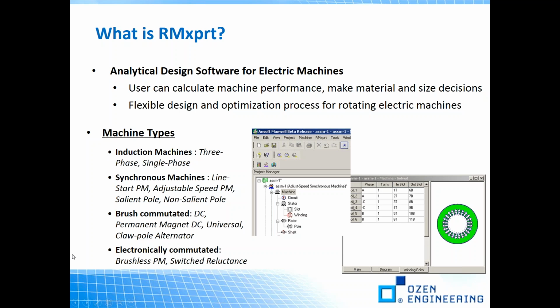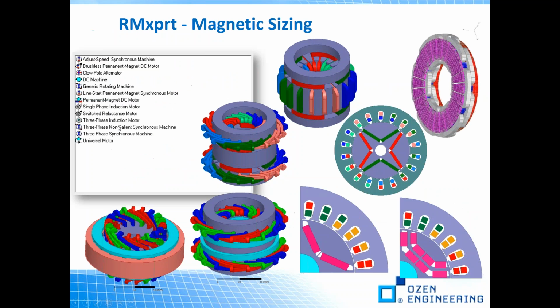The good thing about RM Expert is that it has a library of common machine types. As you can see here, these are the different machine types that are included in the RM Expert library, like synchronous machines, brushless permanent magnet, DC motors. So you have different kinds of motors that you can start your initial design with and calculate the performance of the machine.